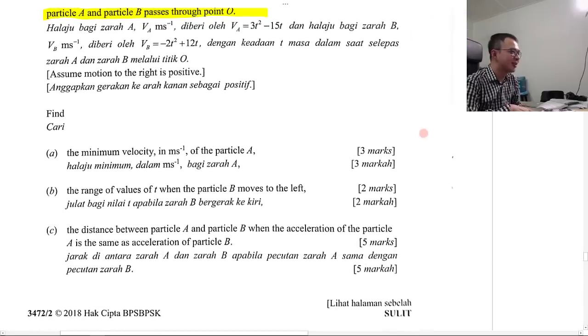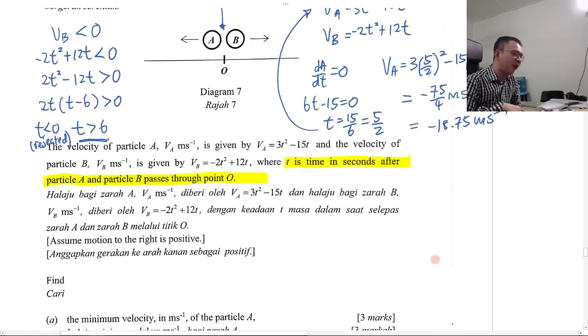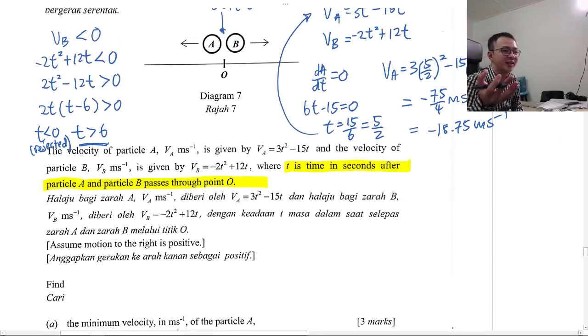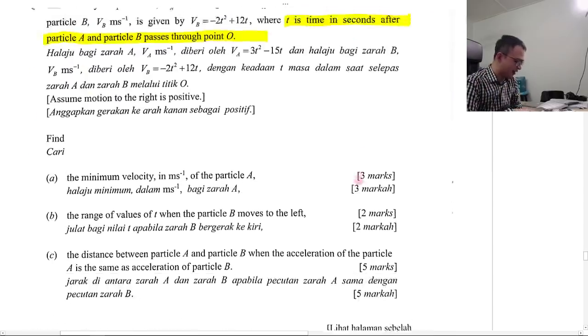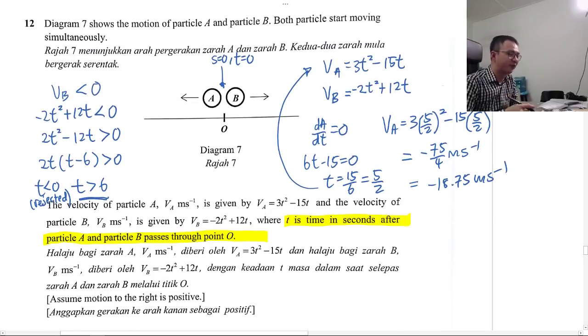Alright, so part C. They want to know the distance of particle A and particle B when the acceleration of particle A is the same as the acceleration of particle B. That means when both have the same value of a, and then they want to find how far apart they are from each other, because they are moving in two different directions.